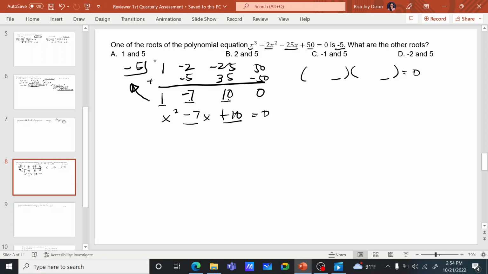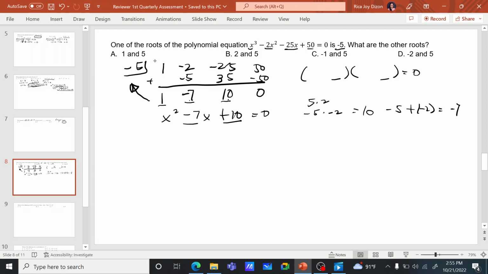So what are the factors of 10? Two numbers that when you multiply, you'll get a product of 10. So that's 5 times 2. When you add 5 and 2, will you get a sum of negative 7? No. How about negative 5 times negative 2? Negative 5 times negative 2 is positive 10. And if you add negative 5 plus negative 2, that gives us a sum of negative 7.